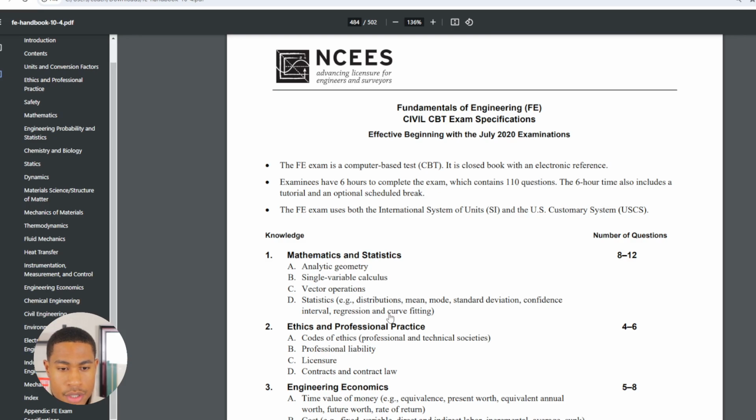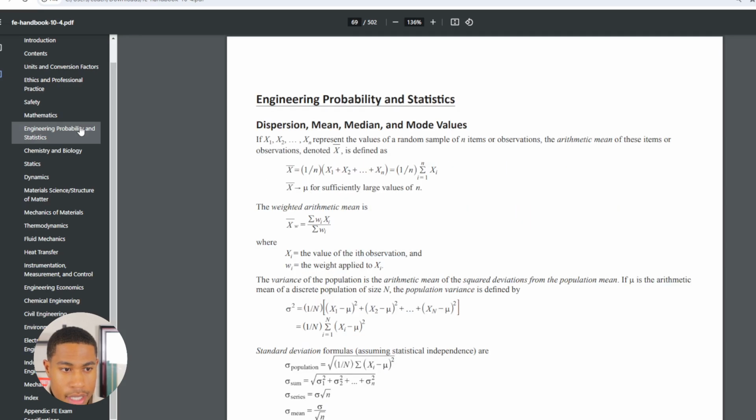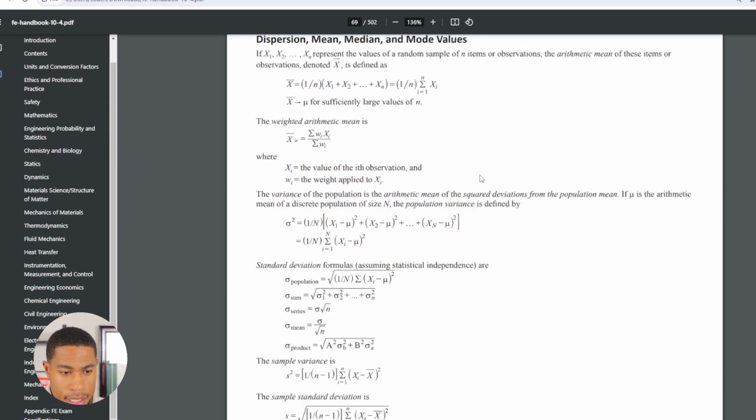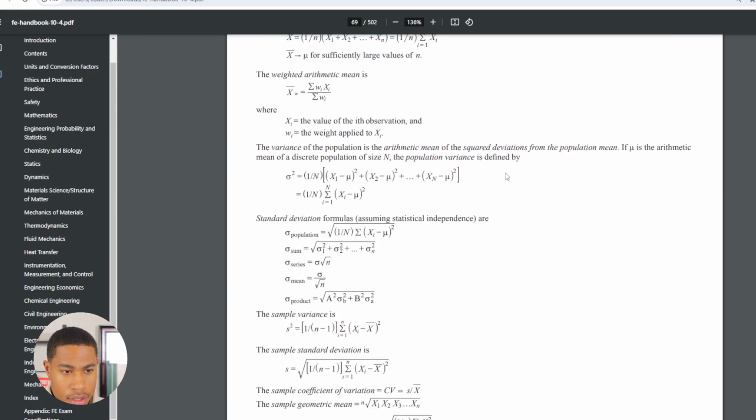All right. So I want to start with standard deviation. The first thing we need to know is that this is probably going to be in the engineering probability and statistics section. So we need to click to that bookmark so that when we do a search, it helps put us in the right area. Okay, so you can see this says mean, median, mode values. But I guess we will start with standard deviation, right?